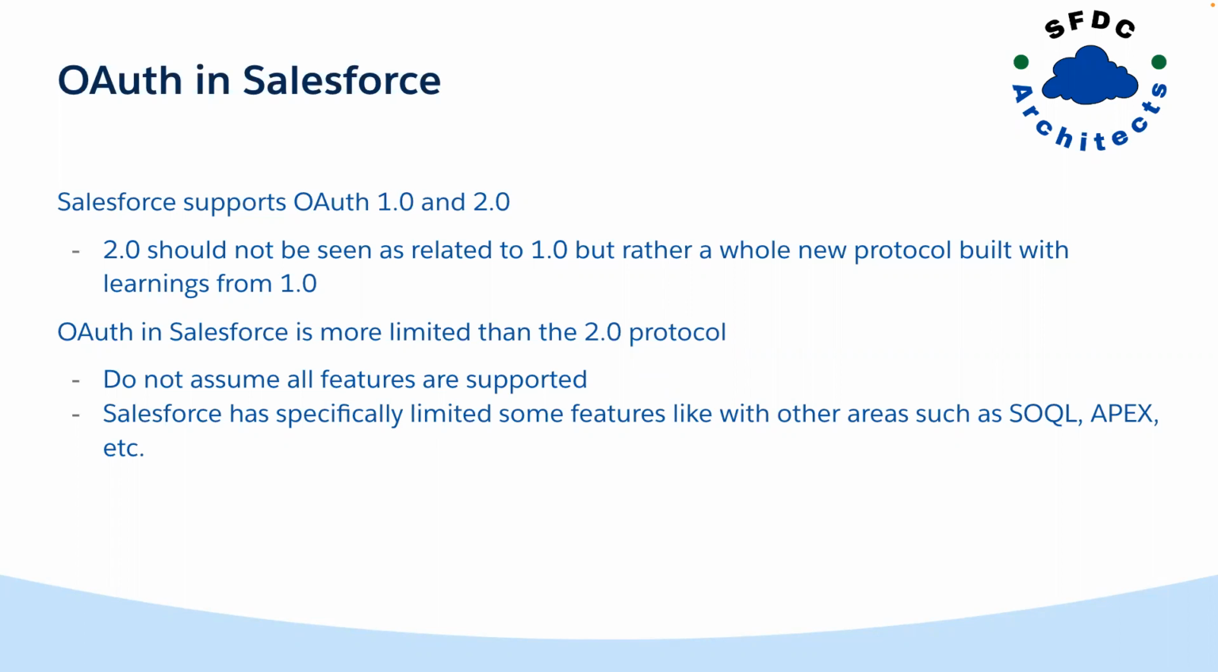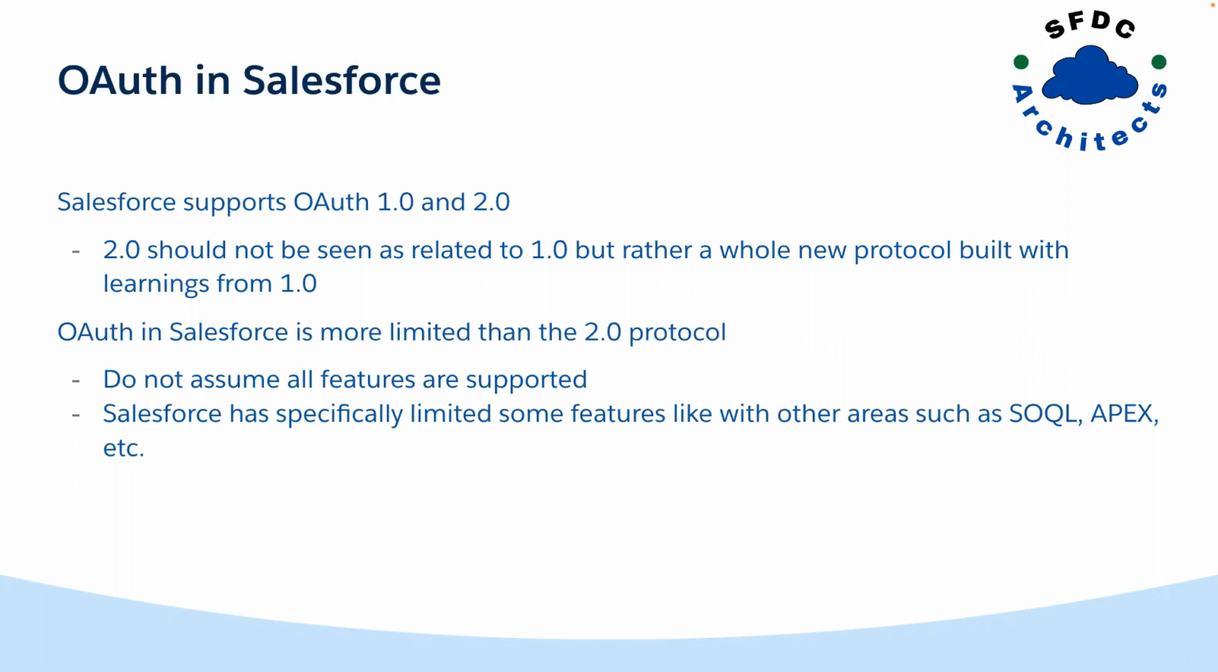And so instead of making that a second version being related, when they built OAuth 2.0, they decided it would be a completely different framework. They're not backward compatible. It just does not work together. So even though it seems like they do, don't be confused by that. They're completely separate. OAuth in Salesforce is very limited compared to the actual protocol.